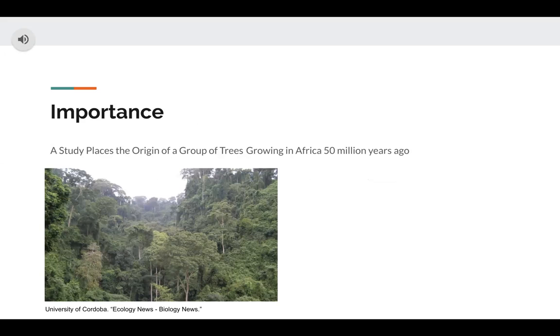There was a study done by the University of Cordoba that originated trees growing in Africa that were 50 million years old. 50 million years ago, these lagoon plants, as they call them, were the first to provide Earth with oxygen, making life livable for large animals and mammals. These trees created oxygen, as many trees for us do today.